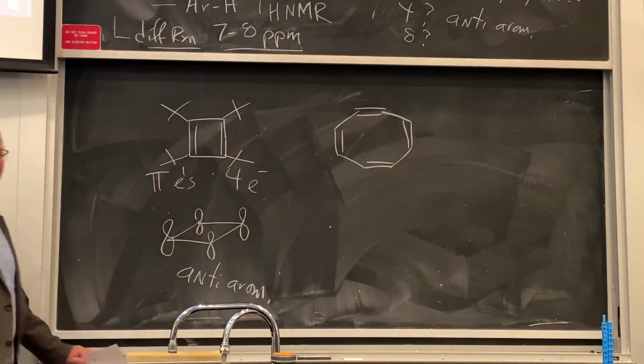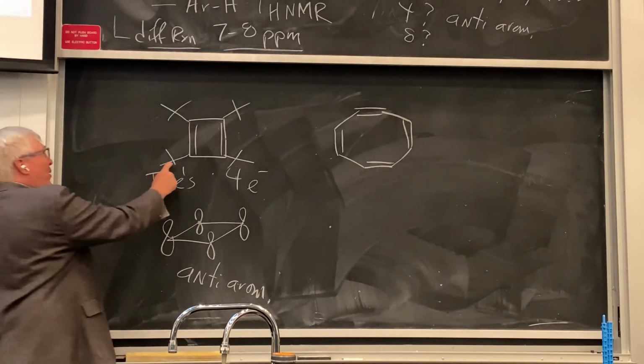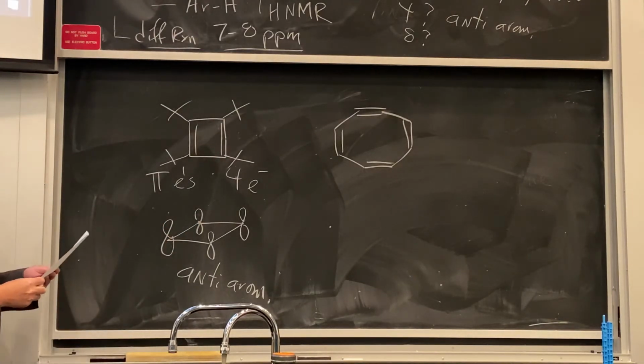Tetra-tert-butylcyclobutadiene. That's been made, and the X-ray structure has actually been taken of this. It is a high energy molecule. It's hard to make, but having these 4 tert-butyl groups kind of helps stabilize this. And the X-ray data is really kind of neat.